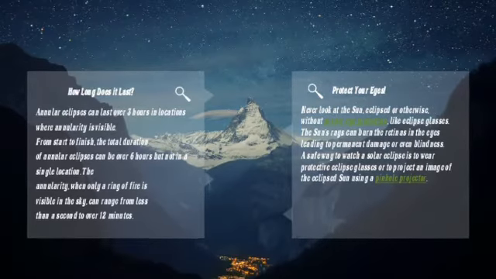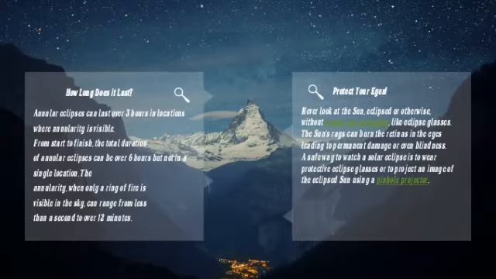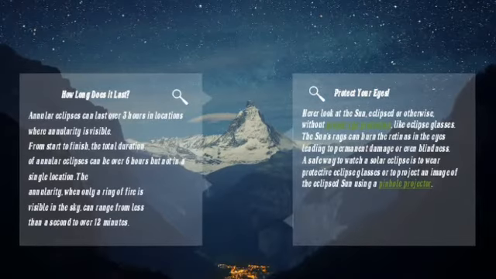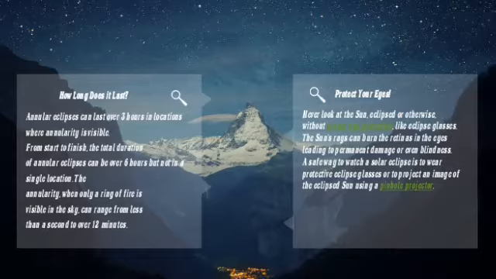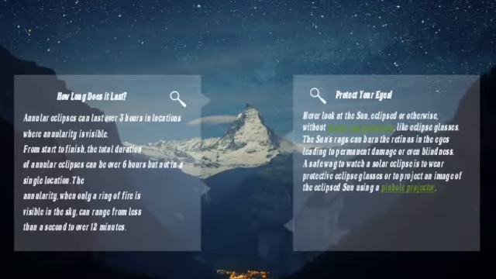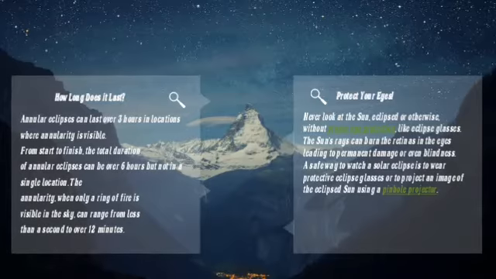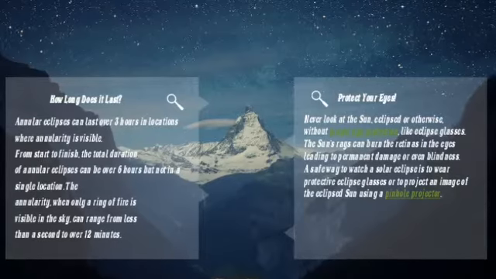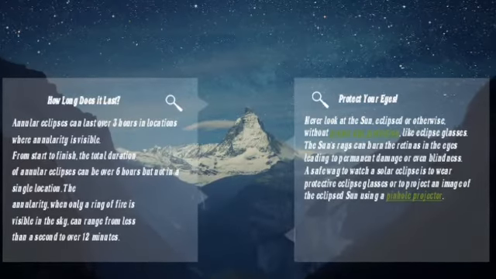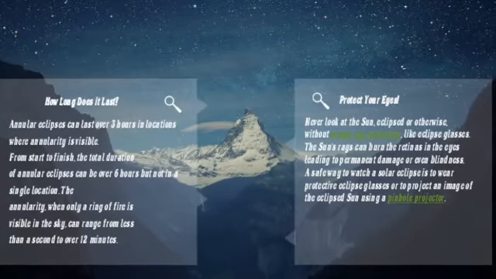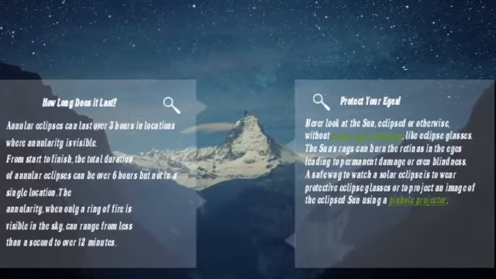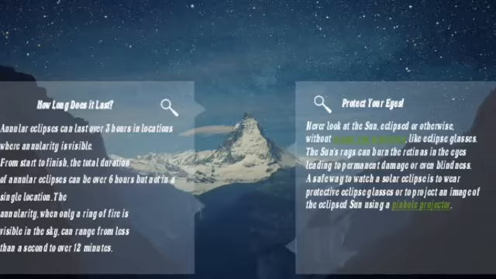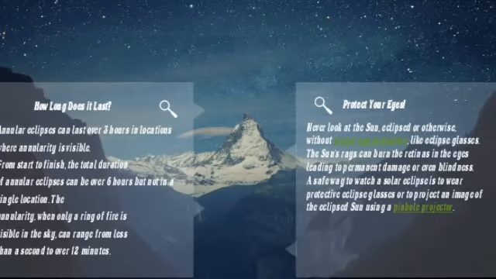How long does it last? An annular eclipse can last over 3 hours in locations where annularity is visible. From start to finish, the total duration of an annular eclipse can be over 6 hours, but not in a single location. The annularity, when only a ring of fire is visible in the sky, can range from less than a second to over 20 minutes.